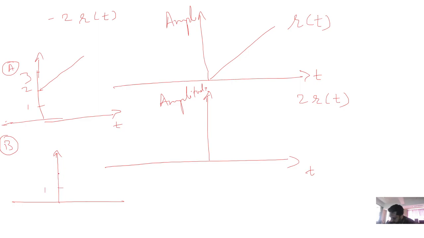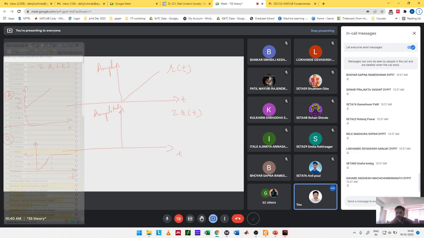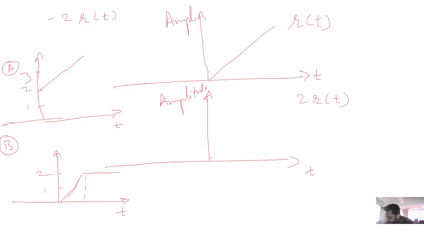Okay, so he means something like this. It is something like this. Am I right? Yes, sir. So this is the second option. Anyone else? Any guesses? Ramp with slope 2. Yeah, exactly. Ramp with slope 2. The slope is going to be 2.